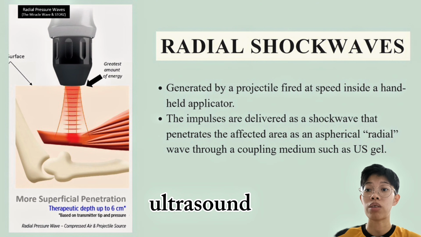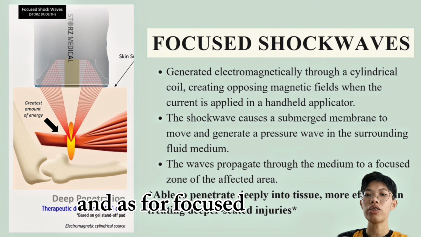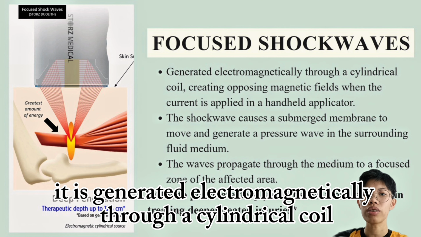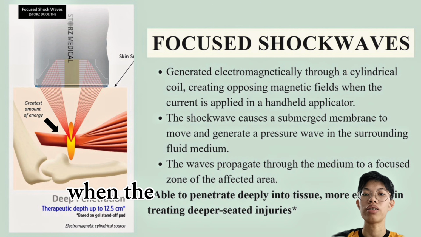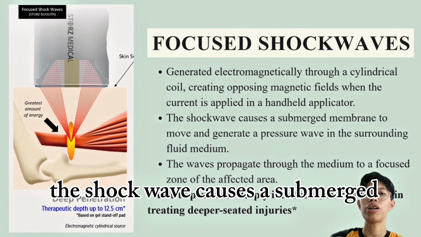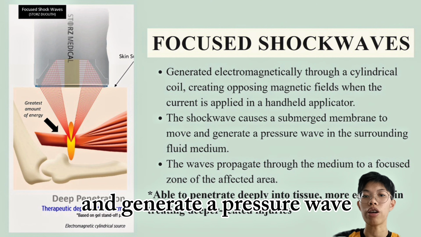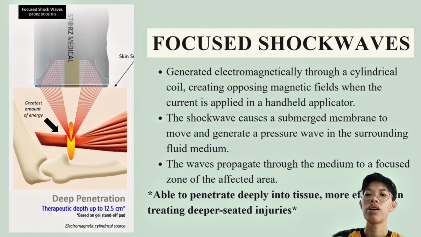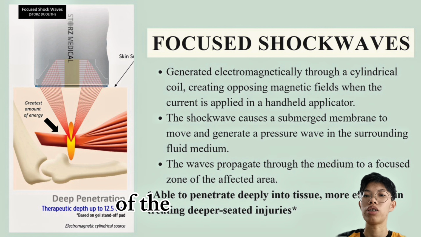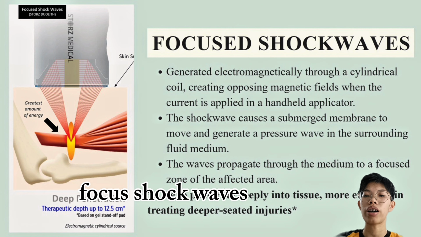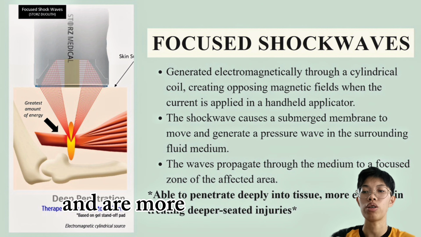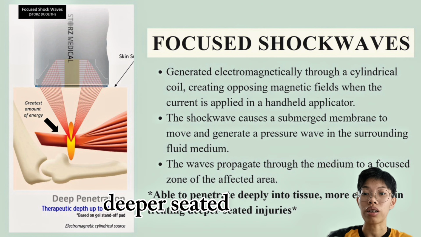an ultrasound gel. As for the focused shock wave, it is generated electromagnetically through a cylindrical coil, creating opposing magnetic fields when the current is applied in a handheld applicator. The shock wave causes a submerged membrane to move and generate a pressure wave in the surrounding fluid medium. The waves propagate through the medium to a focus zone of the affected area. So focused shock waves are able to penetrate more deeply into tissues compared to radial shock waves and are more effective in treating deeper seated injuries.